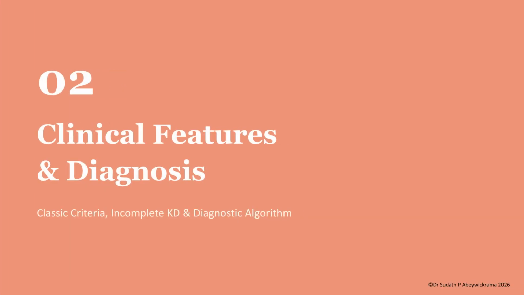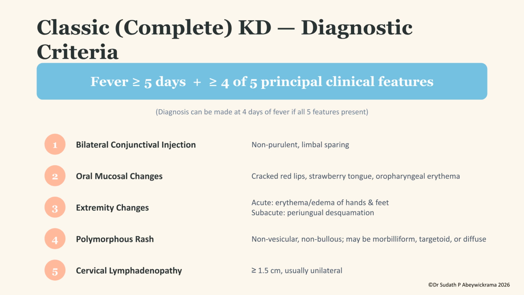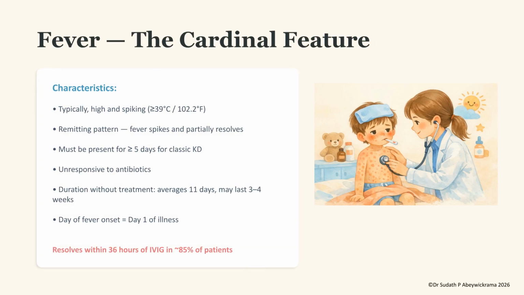Module 2 covers the clinical features and diagnosis, including the classic criteria, incomplete Kawasaki disease, and the diagnostic algorithm. Classic Kawasaki disease is diagnosed with a fever of at least 5 days, plus 4 out of 5 principal features. These features are bilateral conjunctival injection, oral mucosal changes, extremity changes, polymorphous rash, and cervical lymphadenopathy. Fever is the cardinal feature, typically high, spiking, and unresponsive to antibiotics. It must be present for at least 5 days for a classic diagnosis and resolves within 36 hours of IVIG treatment in 85% of patients.